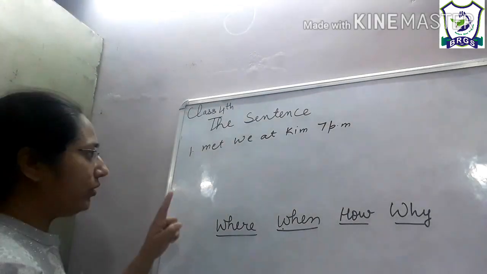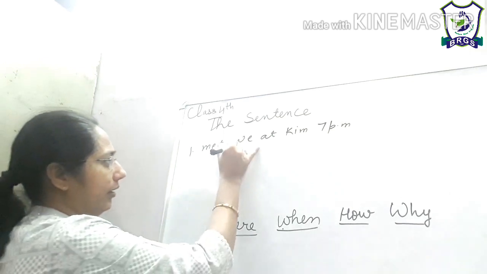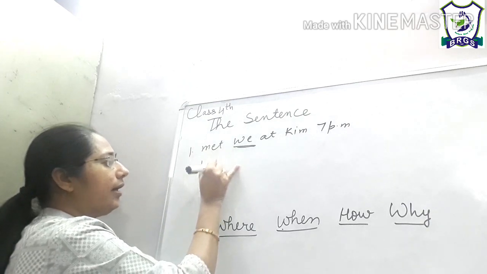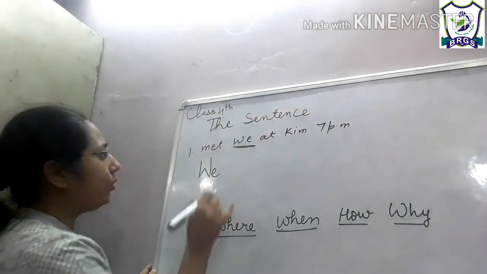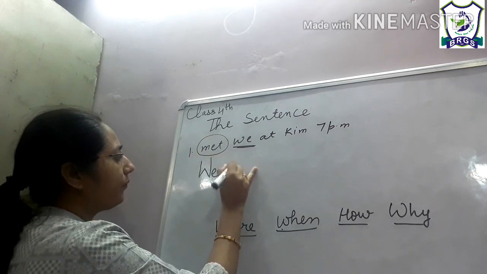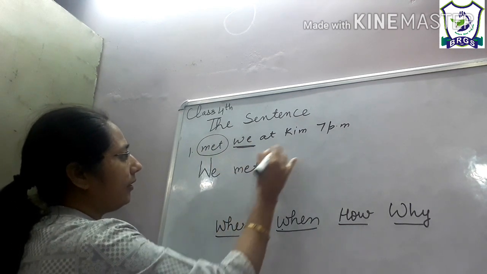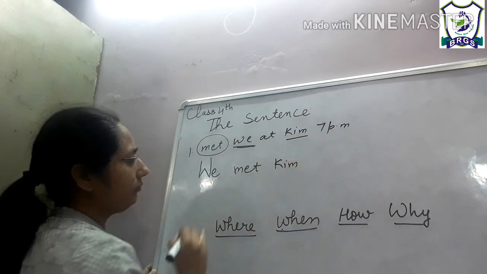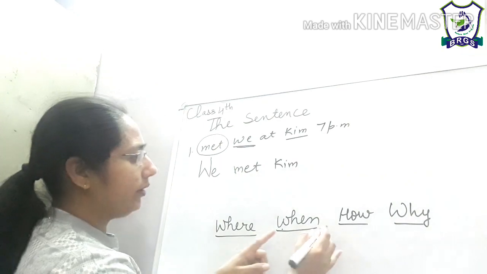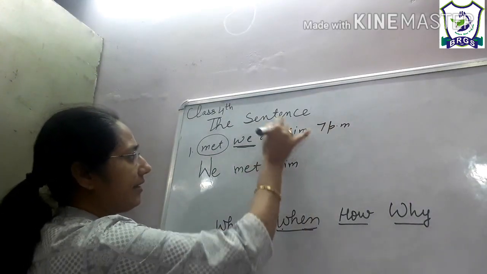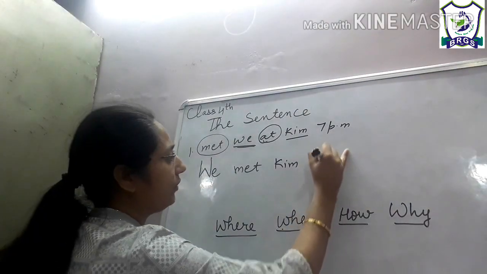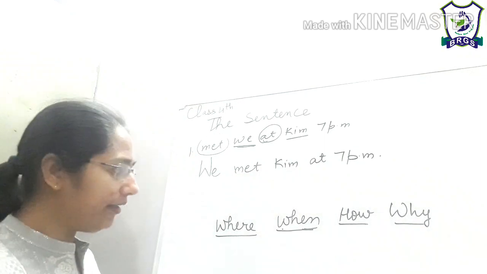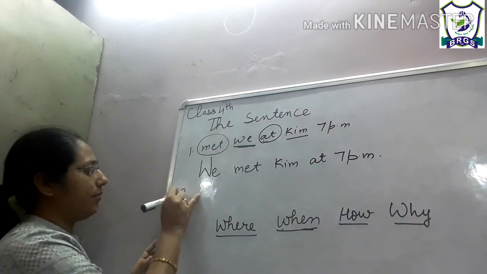So what I have told you, first the subject, noun or pronoun, will be there. So this is the pronoun, and I have told you it will start with a capital letter. Then I have told you the verb will be there. Then we met Kim. Now the where word is not there, the when is there, timing is there, and at is the preposition of time. So it will be at 7 p.m. So our sentence is ready, right? Let us solve some more examples.